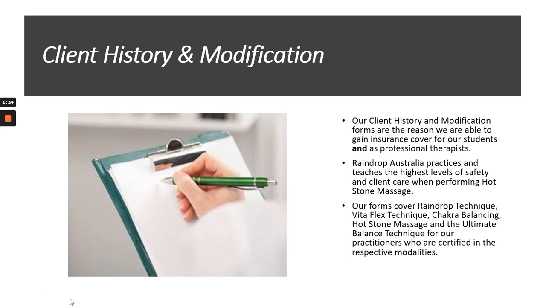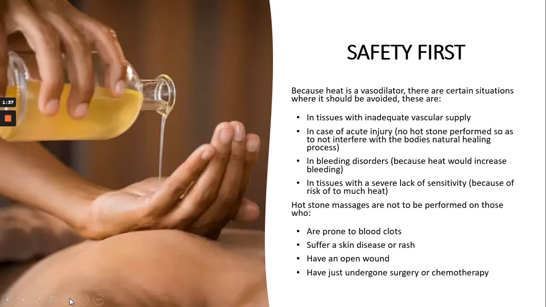We also want to talk about when safety is of consideration. So because heat is a vasodilator, like we talked about in the previous video, there are certain situations where it should be avoided. These are things like in tissues that have inadequate vascular supply, in case of acute injury.